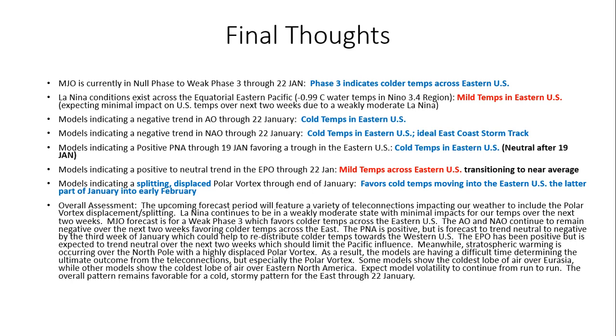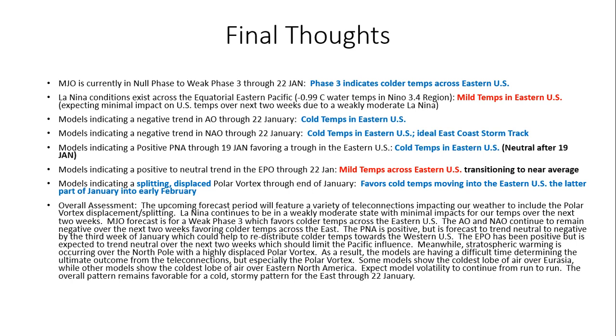Models are indicating a positive Pacific North American pattern, PNA, through 19 January. That's going to favor the continuation of troughing in the eastern U.S. And this will result in cold temps across the eastern U.S., below normal temps. And then there are signs that this PNA might trend towards neutral conditions after 19 January. Most of the models are indicating that today, which would favor neither a trough nor a ridge in the eastern U.S. That would favor a more zonal west-to-east jet stream from the west to the east coast if the PNA does in fact go to a neutral state.